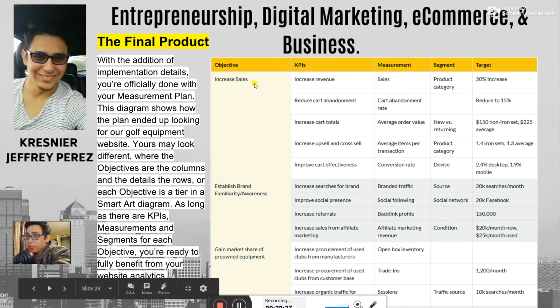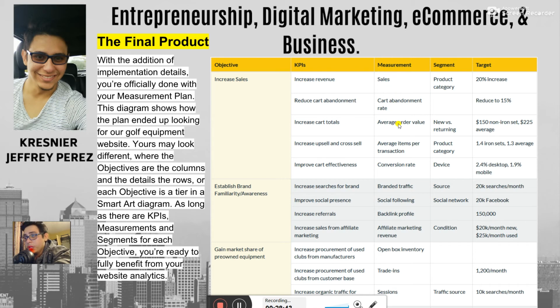So increased sales, you'll see increased revenue, measurement, sales, cart abandonment, decrease. Look at the average order value for the segment. You can see the target is to increase sales 20%. So that's how you associate specific numbers.